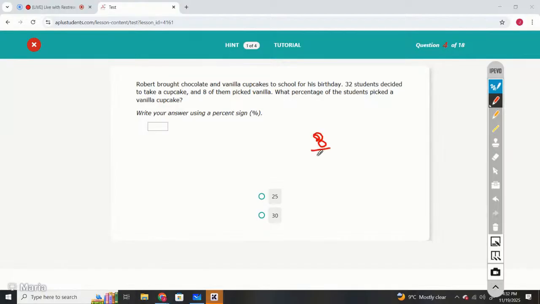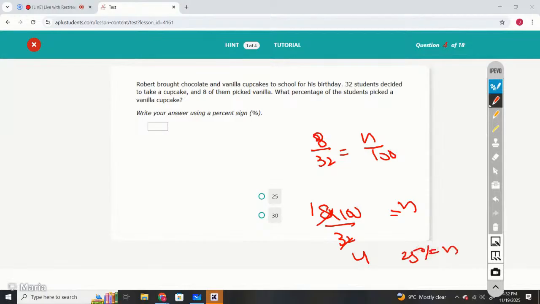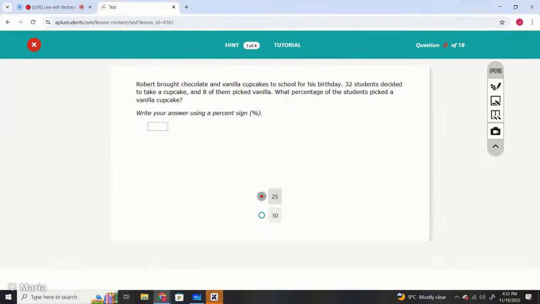That is 8 over 32 equals n over 100. So n is equal to 8 times 100 divided by 32. 8 times 1 is 8, 8 times 4 is 32. So 100 divided by 4 is 25%. So 25% of them picked the vanilla cupcake. The correct option is 25%. Option number 1 is the correct option.